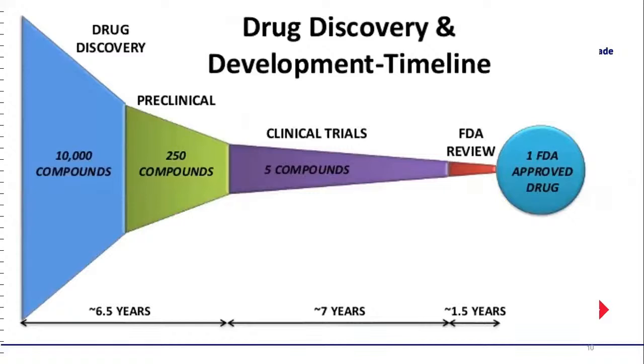Drug discovery and development timeline. So here we can see this picture in terms of compounds, how many we have in the beginning and then slowly it goes down, and also in terms of time, how much time each phase takes. Almost 10,000 molecules or so we have in the beginning. It gets drilled down to almost 50 to 250 molecules in the preclinical stage.